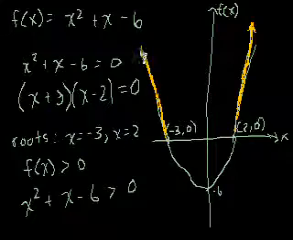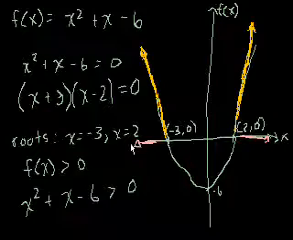So just visually looking at it, what x values make this true? Well, this is true whenever x is less than minus 3, right? Or whenever x is greater than 2, right? Because when x is greater than 2, f of x is greater than 0. And when x is less than negative 3, f of x is greater than 0.